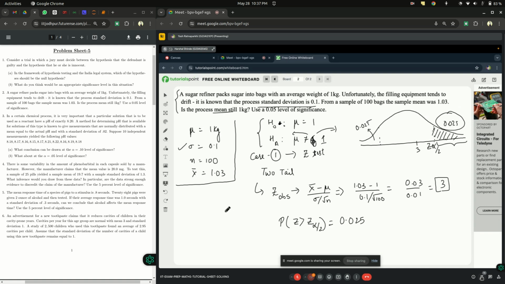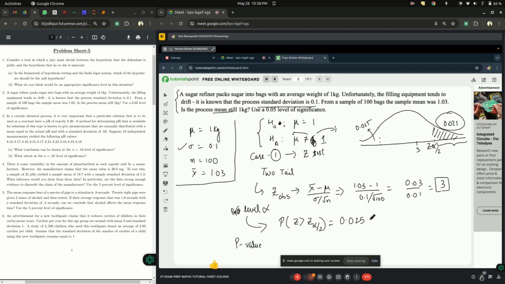See guys, there are two types of tests. One is level alpha test and one is p value test. Right now I am doing level alpha test. Got it? Level alpha, not alpha level. Level alpha test. So my probability of Z greater than Z alpha by 2 is equal to 0.025. Is this clear to all of you?